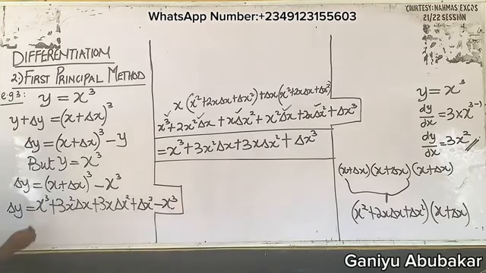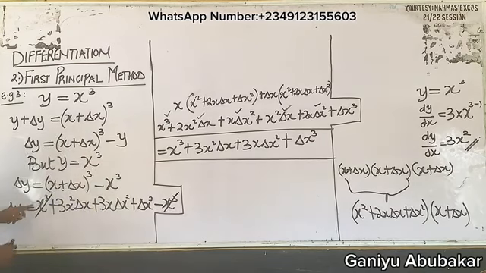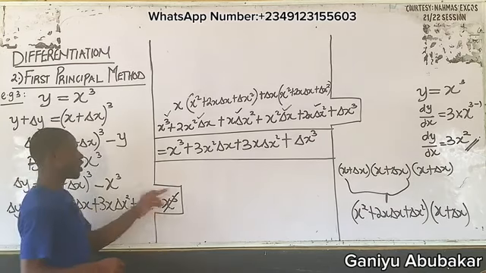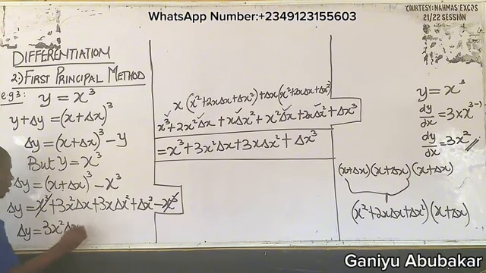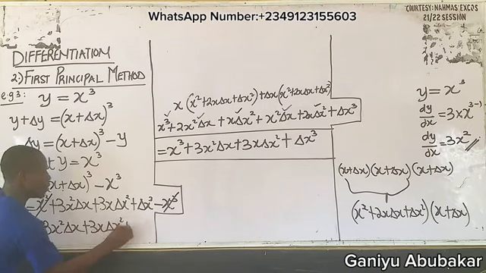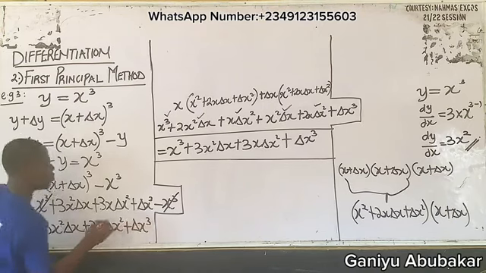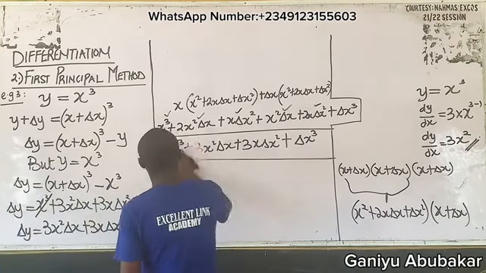From here, I'll observe that plus x cubed will cancel out minus x cubed. What do I have left? I'll have that change in y is equal to 3x squared change in x plus 3x change in x squared plus change in x cubed, right? These are the left expressions there. So let's proceed from here.